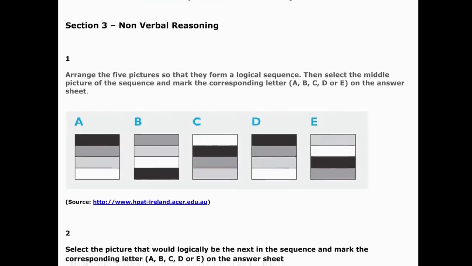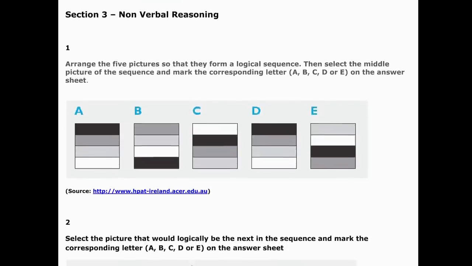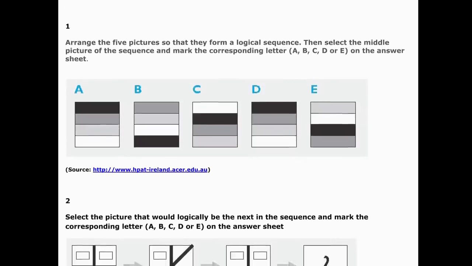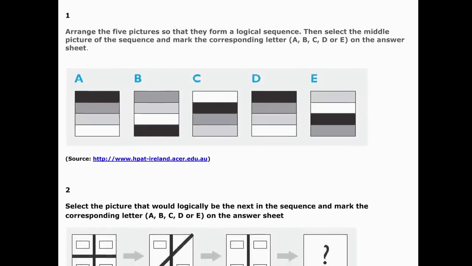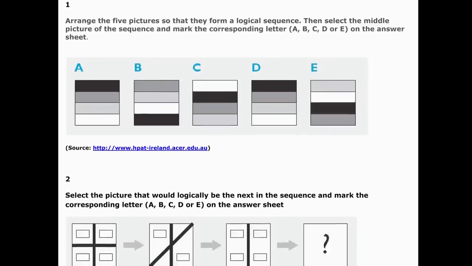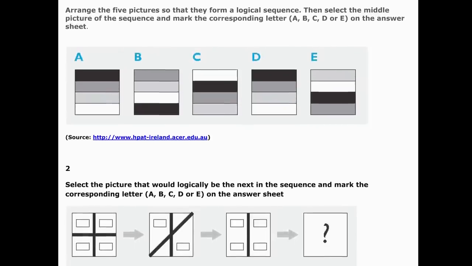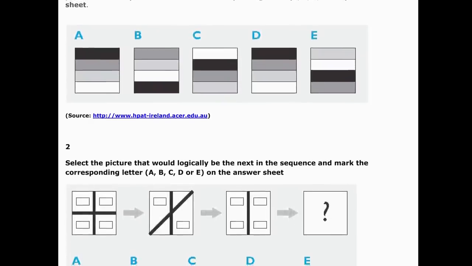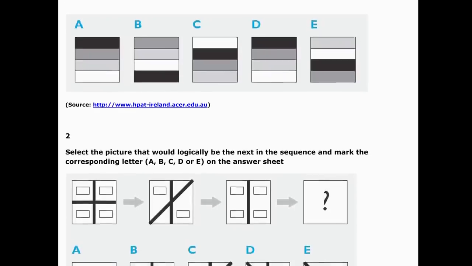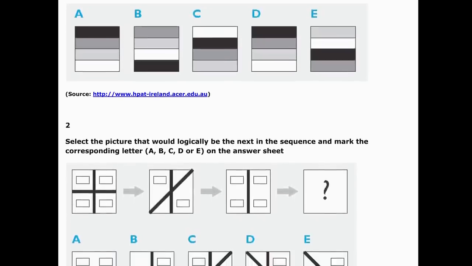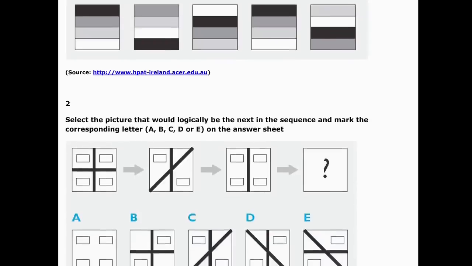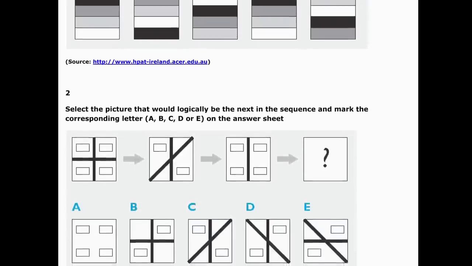In section three, although they don't state this, typically there are three sets of 10 questions each. Ten of the questions will be complete the sequence. So you're given four shapes, then a blank, and you have to pick one of five shapes to complete it. The next one is complete the grid. You might be given a 3x3 square, or a hexagon divided into parts, and one of them will be missing, and you have to pick which one is missing.